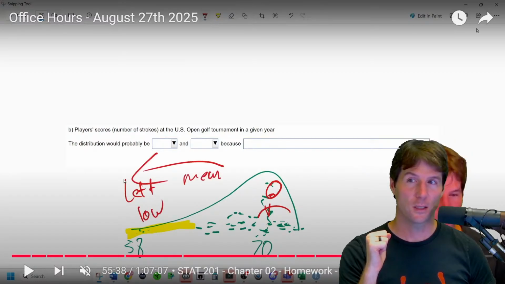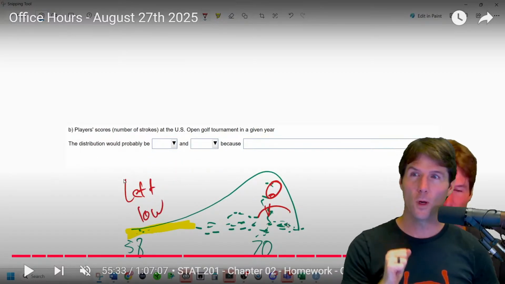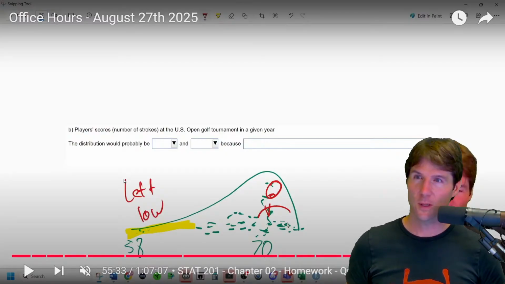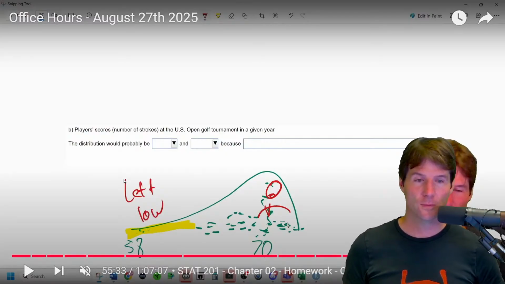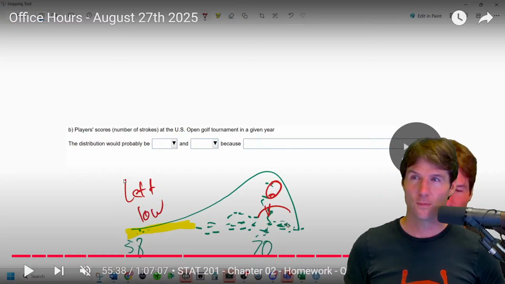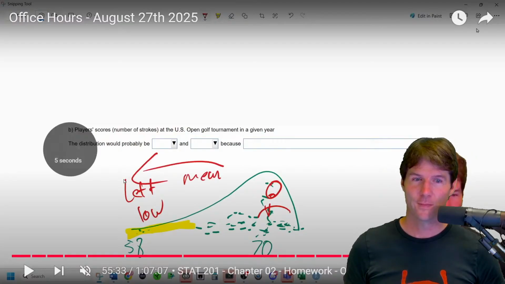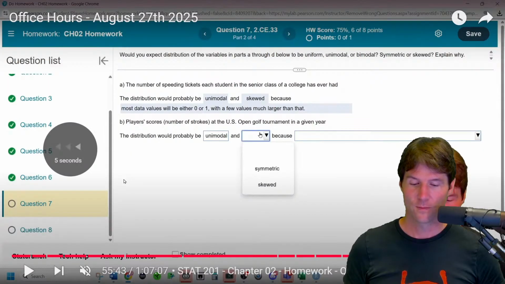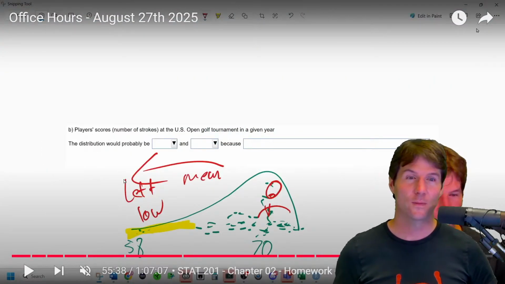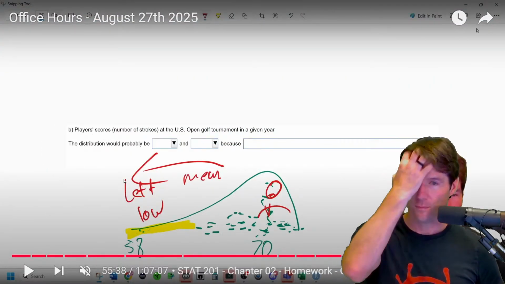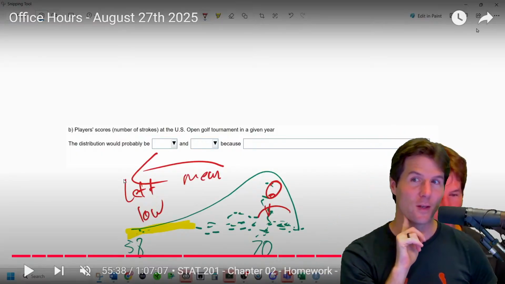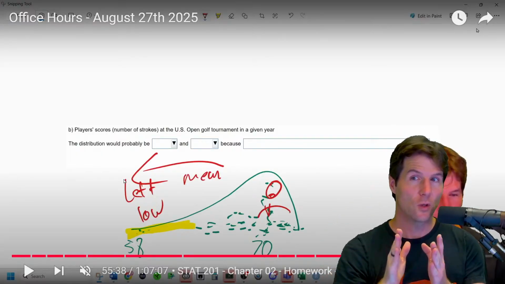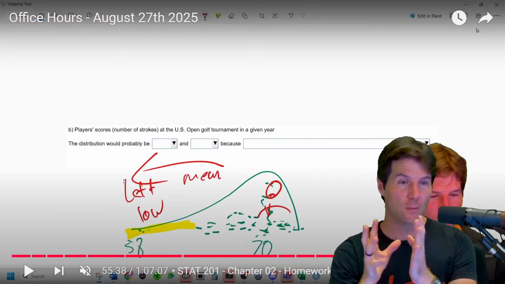Now, what other concept follows the skew? This follows the skew. You gotta see that to know what it is. The mean. The mean follows the skew. The mean goes in the direction of the skew. So there'll be more players above the mean because the mean's going to follow the skew.